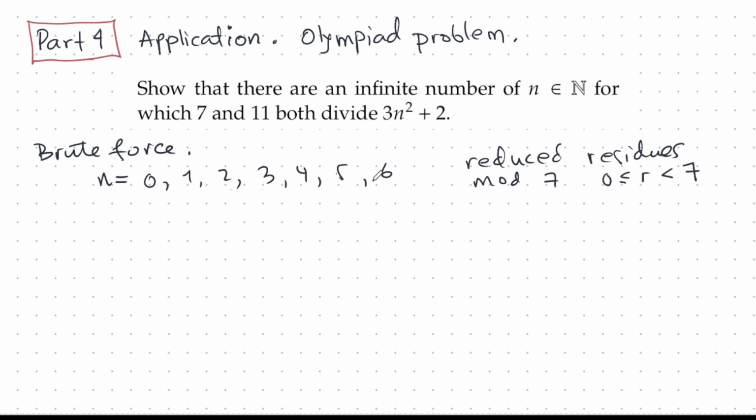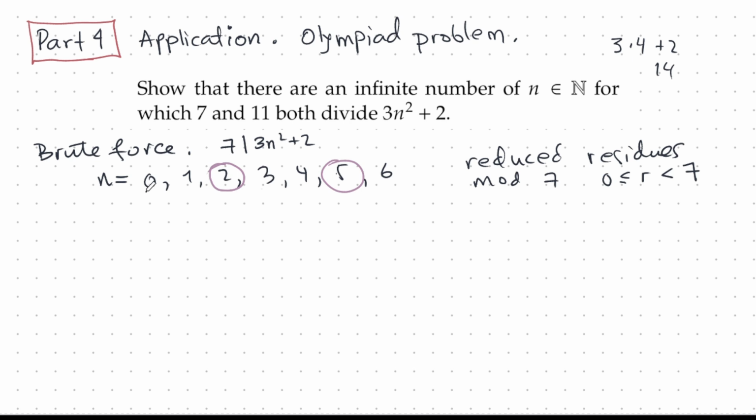We can find a particular solution for the proposition that 7 divides 3n squared plus 2. So you go through the list and you see that 2 works and 5 works. Okay, so what happens if you put in 2? You get 3 times 4 plus 2. That's 14. Yeah, that's divisible by 7. So you see how it goes.